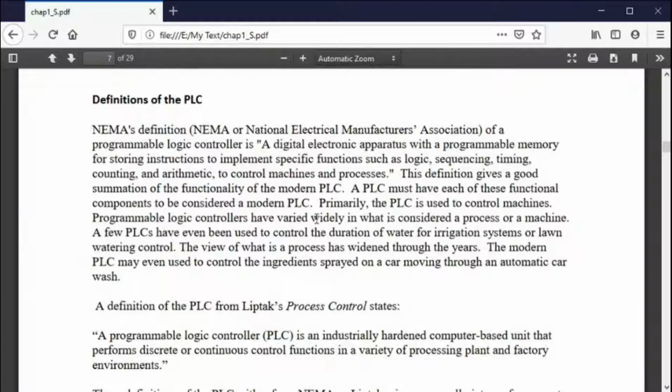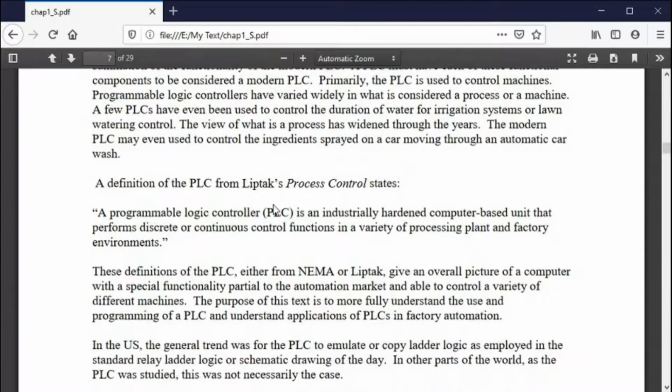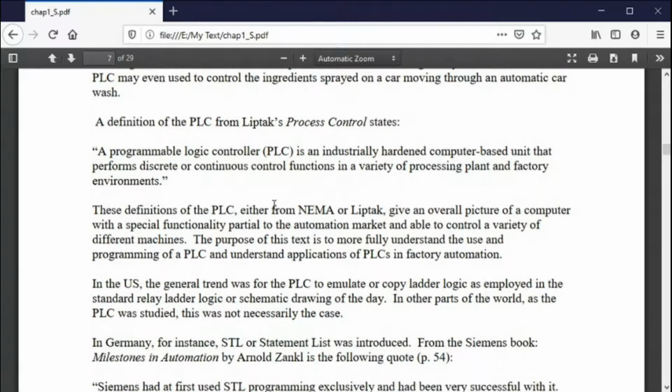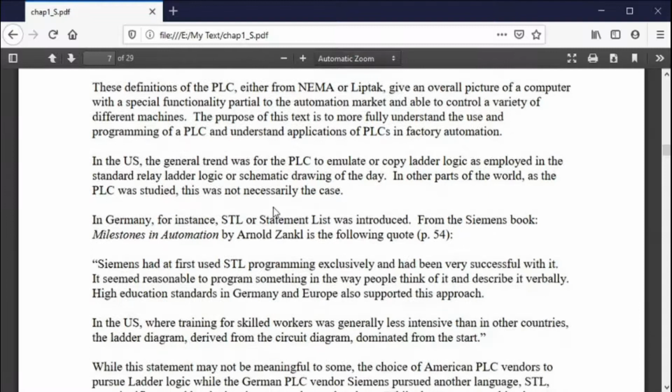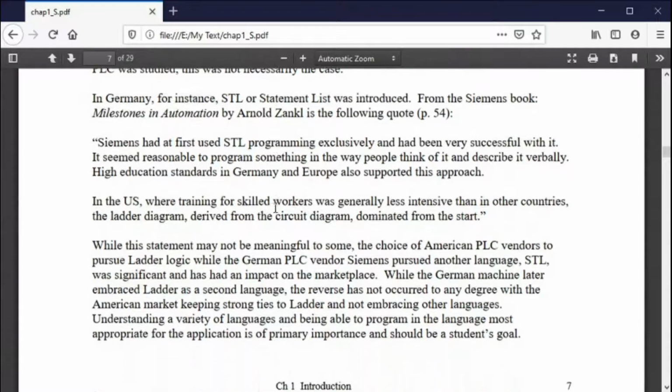So we go through the definition of a PLC, and everybody has a definition. This is basically NEMA's definition. I'll let you read that at your leisure. And I like the book by Liptak called Process Control, and it's a book that you'll find me quoting many times in this text. It's a good text, and it's something that you might want to buy eventually. There's also some interest in some of the books by a fellow by the name of Arnold Zankel, who quotes Siemens and does much of the Siemens work.